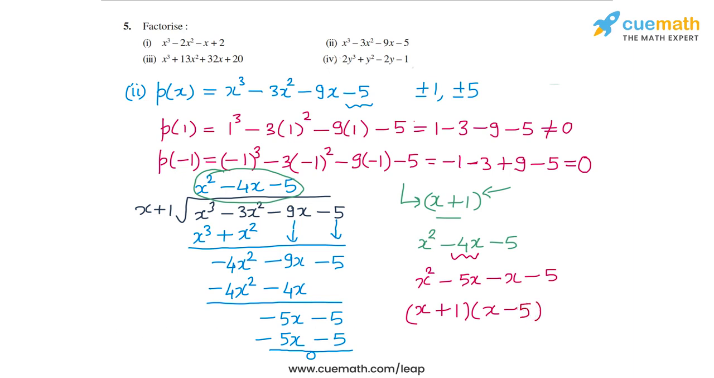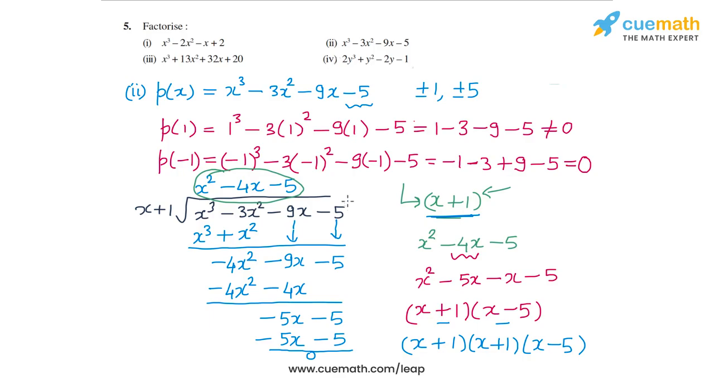So you can verify this. So the factored form of the second polynomial is x plus 1, which is the first factor we took out, and then the remaining quadratic part got factored as x plus 1 times x minus 5. So the x plus 1 factor is actually repeating twice. So we have x plus 1, x plus 1, x minus 5. This is the factorized form of the second polynomial.